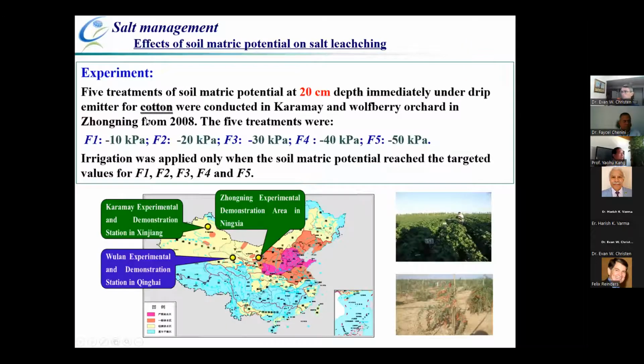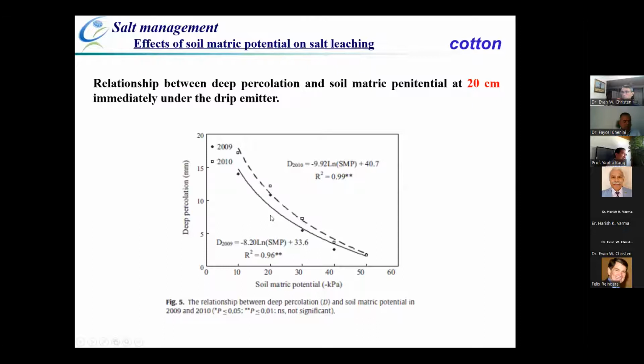So we found the relationship between the deep percolation and the soil matric potential at 20 centimeter immediately under the drip emitter. You see, there is a very good relationship. And this is the deep percolation. As the soil matric potential decreases from minus 10 kPa to minus 50 kPa, you see that the deep percolation gradually decreases. So there is a very good relation, you see.